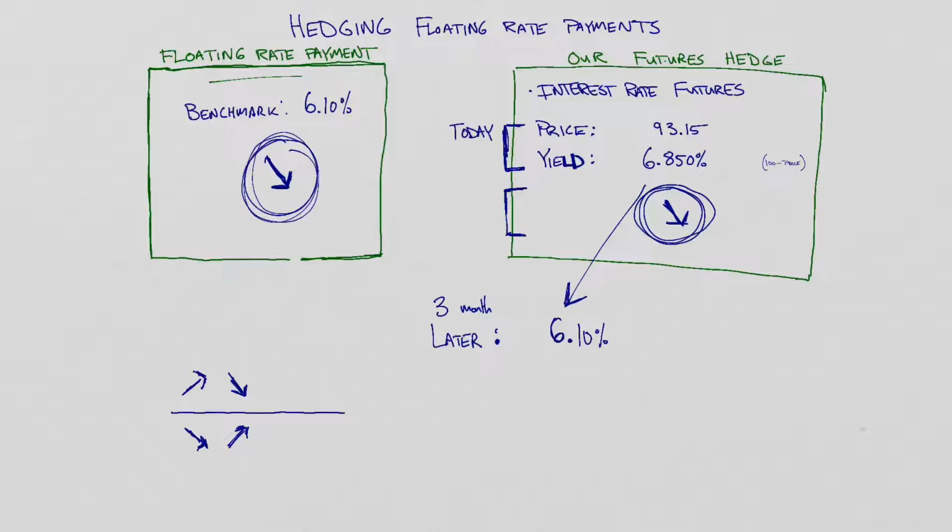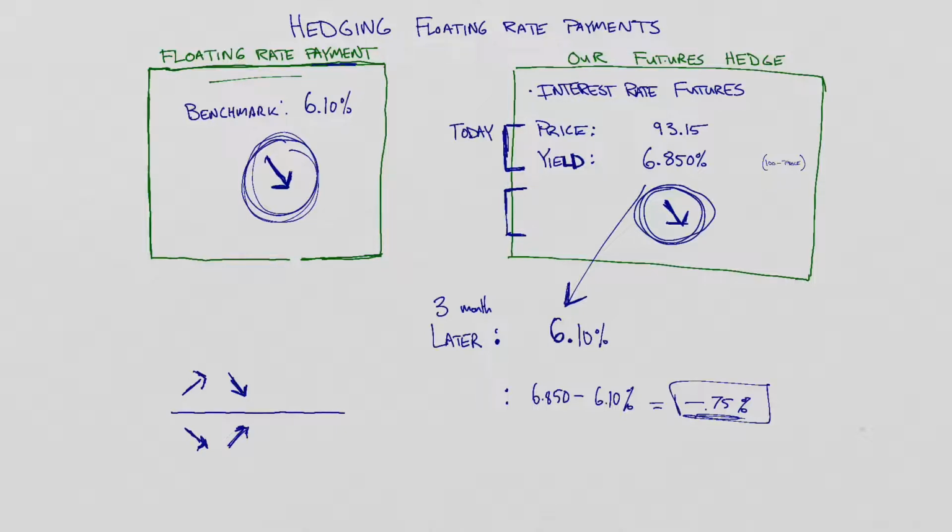And in particular, what you see here is that the 6.85% going to 6.1% is a minus 0.75% annualized loss. But our loan has gotten that much cheaper as well. And so net on net, there's no difference for us in terms of what payment we make.